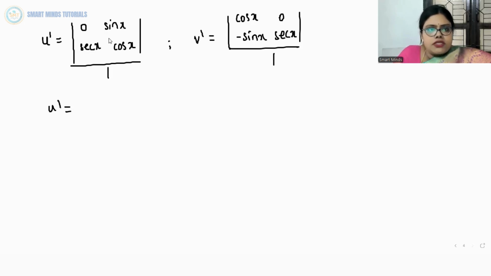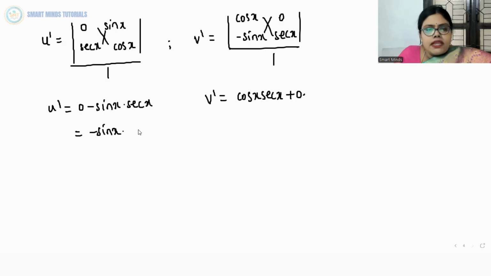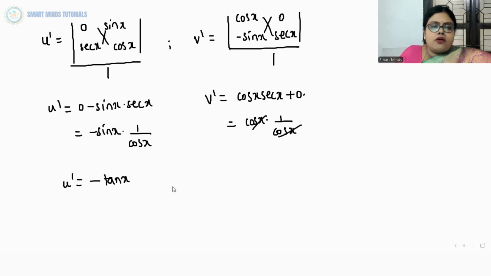So u dash is, now you cross multiply, you will get 0 minus sin x into secant x. And v dash is cos x into secant x plus 0. This is minus sin x into secant x, we can write 1 by cos x. And over here also secant x, we can write 1 by cos x. Here cos cancels. U dash is minus tan x because sin by cos is tan. And v dash is 1.